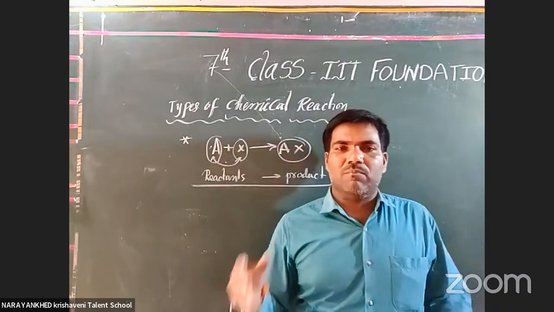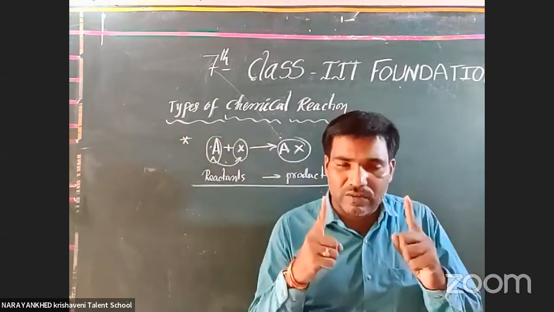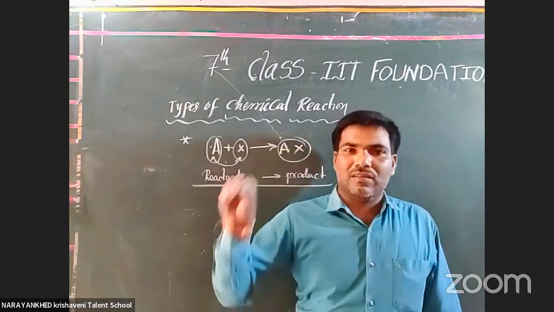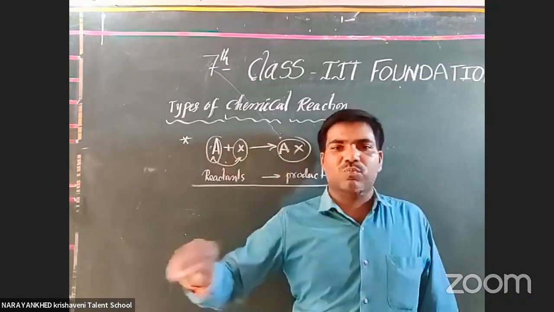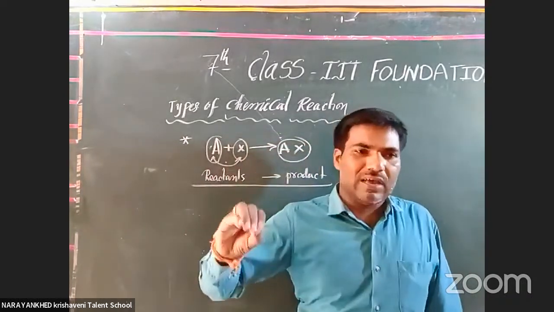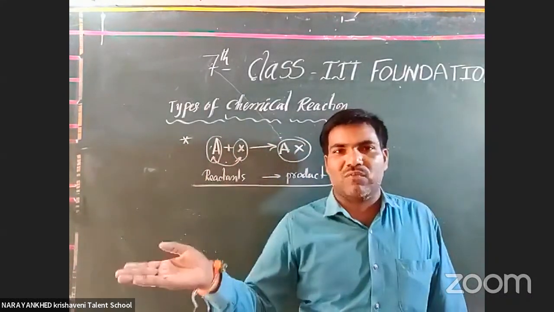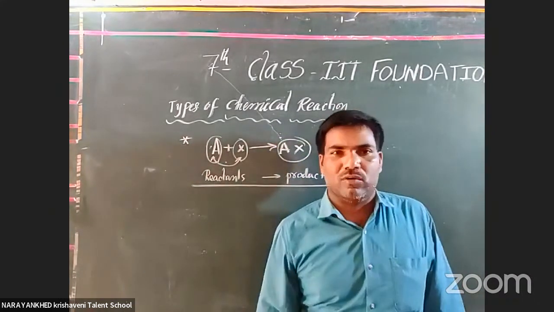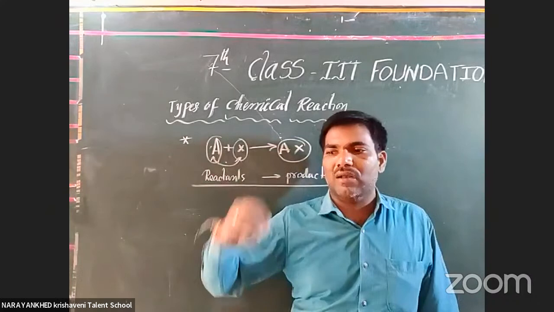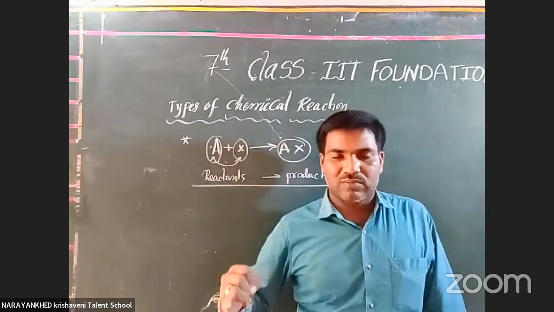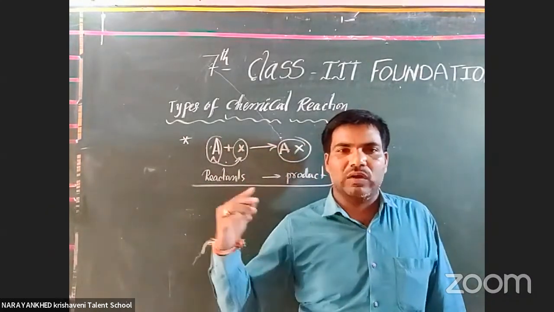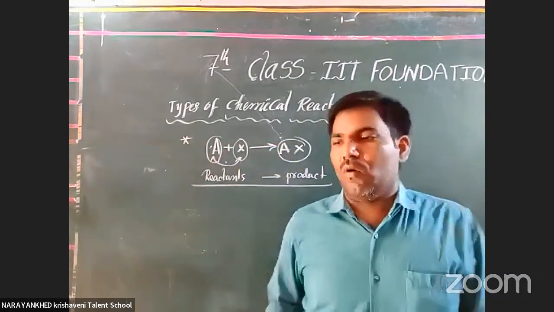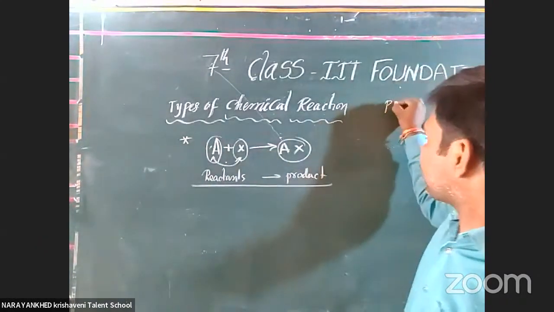There is a compulsory requirement: one or more substances or elements are involved as reactants, a chemical change should be going on, energy is exchanged from one substance to another substance, and new substances are formed. At that time only it is called what? Chemical reaction. Got it or not? At that time only it is called a chemical reaction. Understood or not?